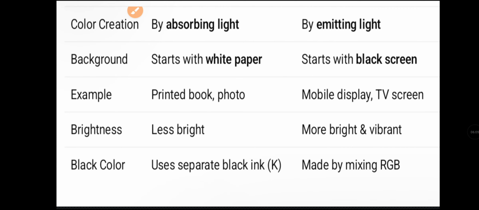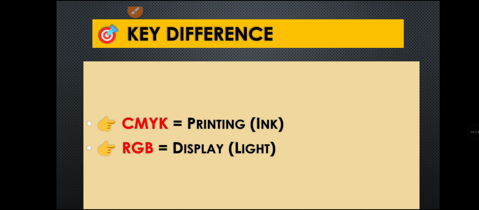Brightness: CMYK gives less brightness, whereas RGB gives more bright and vibrant. And related to black color, CMYK uses a separate black ink, called K, whereas RGB makes black by mixing RGB. That is the difference. So this is how we have discussed. And finally, before concluding, the key difference is we use CMYK in printing, that is on paper, hard copy. We use RGB for display, that is a light one.